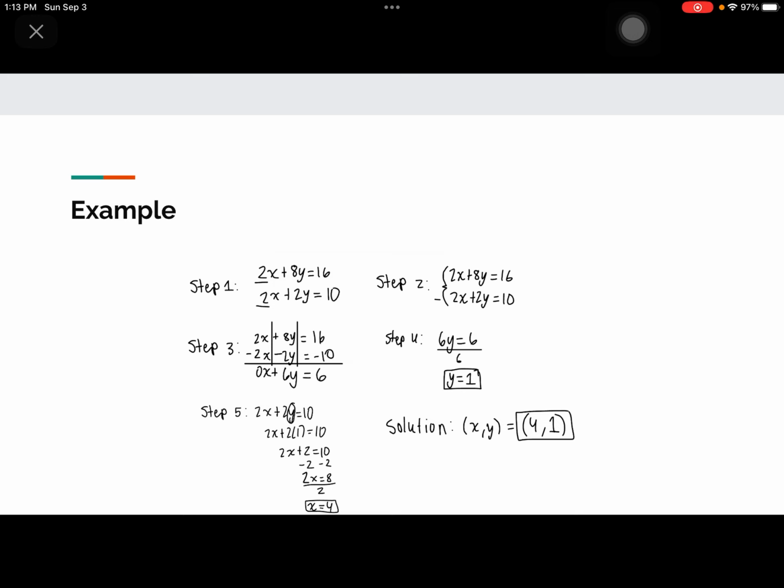And then finally, we could plug this back in to one of our original equations. In this case, I just plugged it into the second one. So 2x plus 2y equals 10. So 2x plus 2, and obviously y is equal to 1, so 2 times 1 equals 10, right? And then we go on.